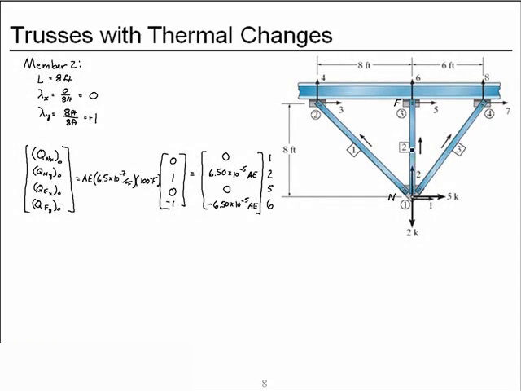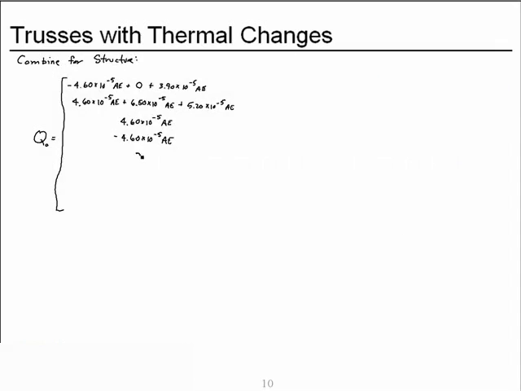Now degrees of freedom 5 and 6. Only member 2 connects to node 3, where degrees of freedom 5 and 6 are. So only the fixed end forces from member 2 contribute to the structure fixed end forces at degrees of freedom 5 and 6. So we have a 0 and a minus 6.5 times 10 to the minus fifth AE.